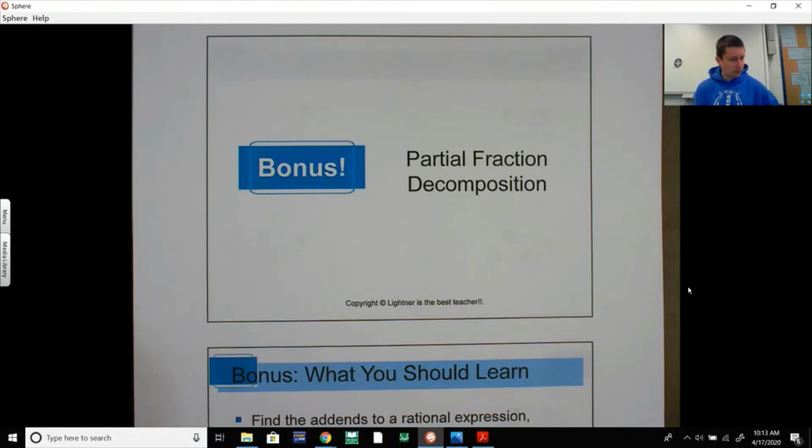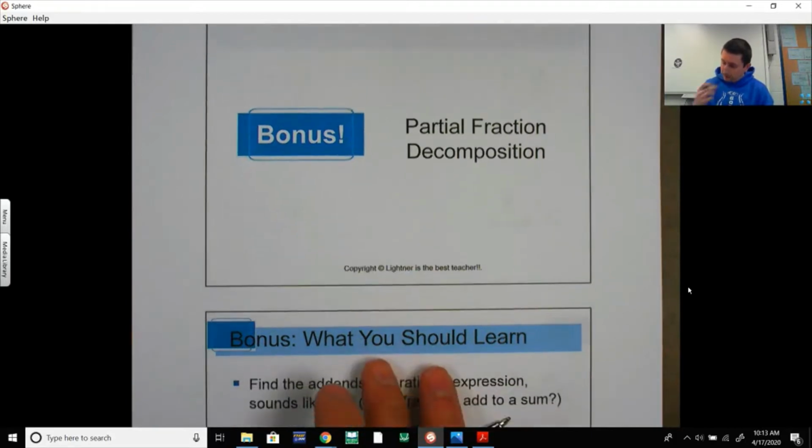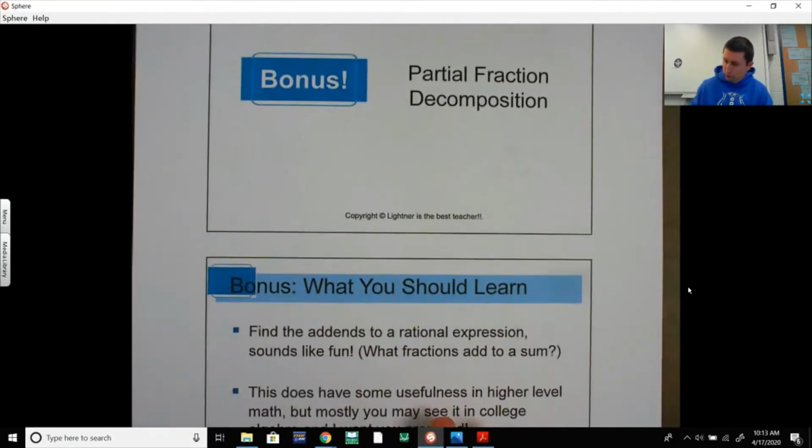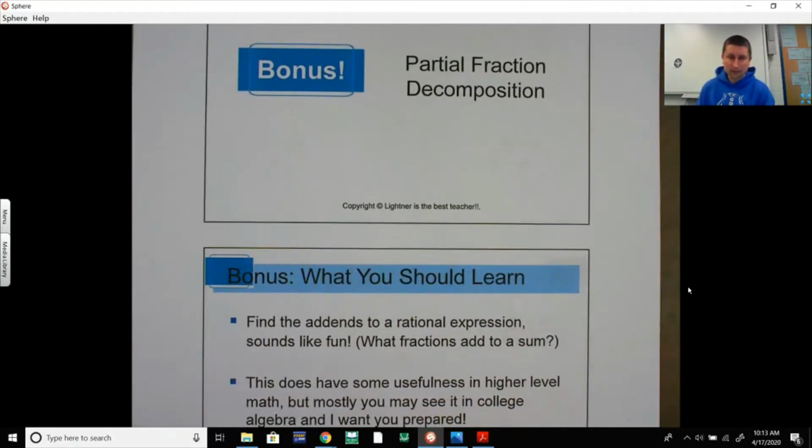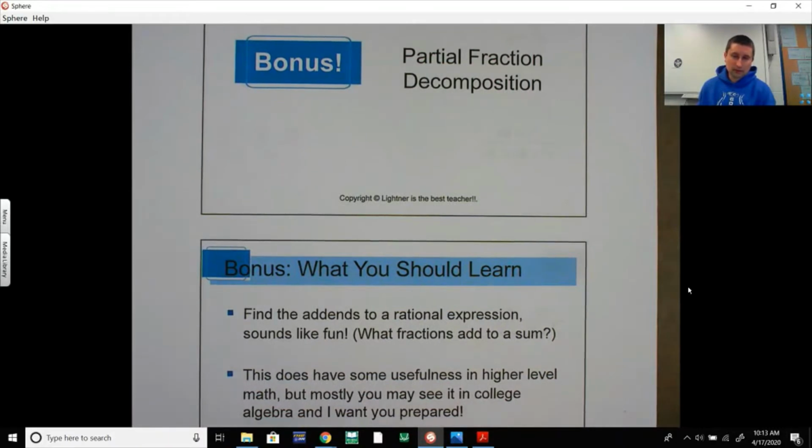Partial fraction decomposition. This is not anything in the book, but something I wanted to cover. You could see it in Algebra 2 or college algebra, and I just want to give you a very basic introduction to it. It can go into a lot more complex things, and a lot of upper-level mathematics may show it as well. It doesn't sound too exciting, partial fraction decomposition, but it's basically finding the add-ins to a rational expression.